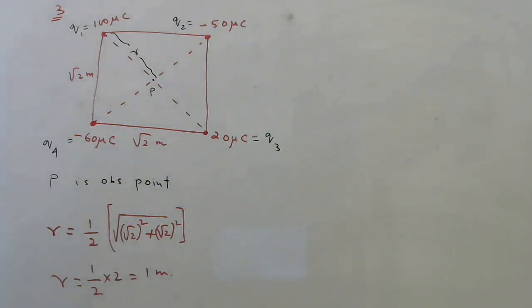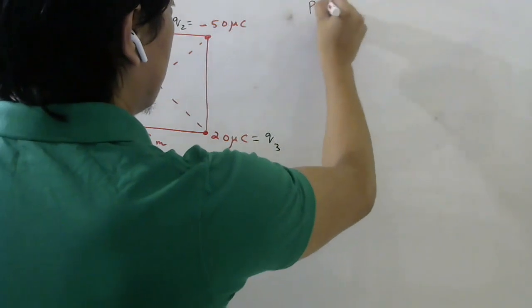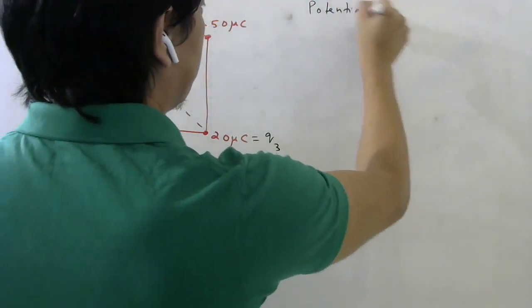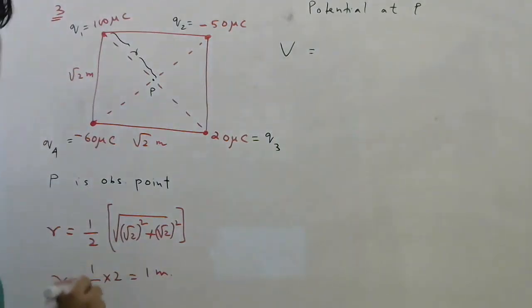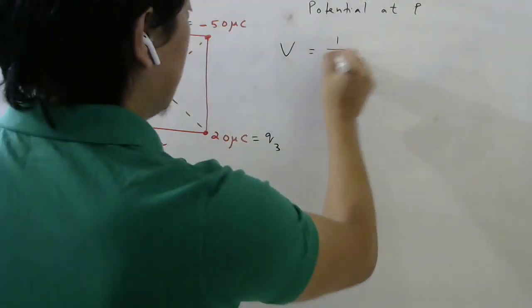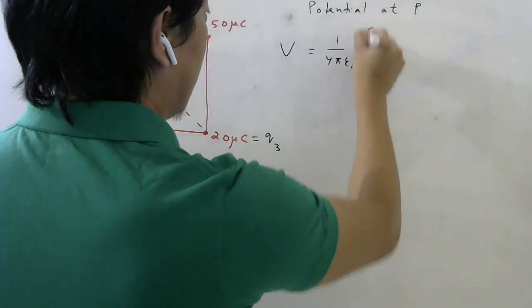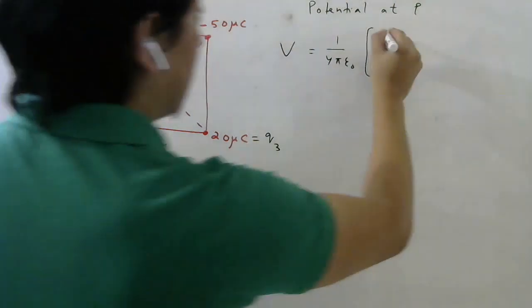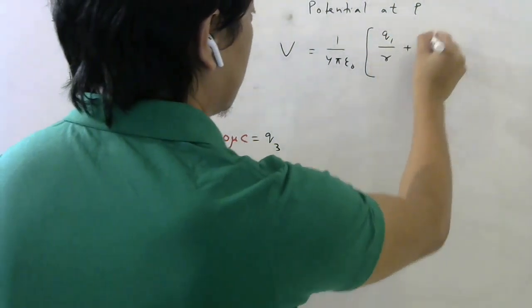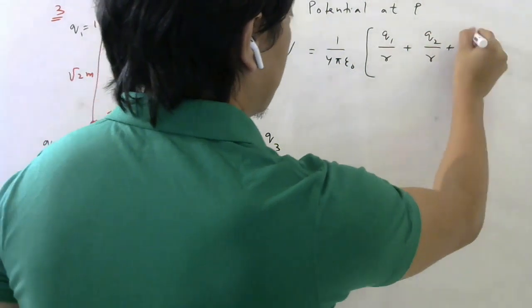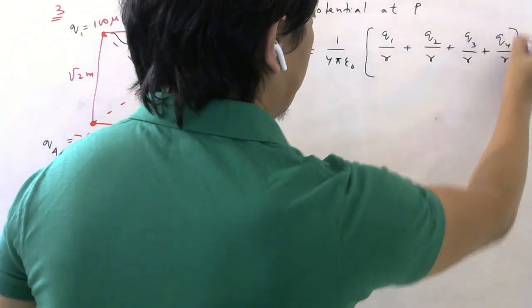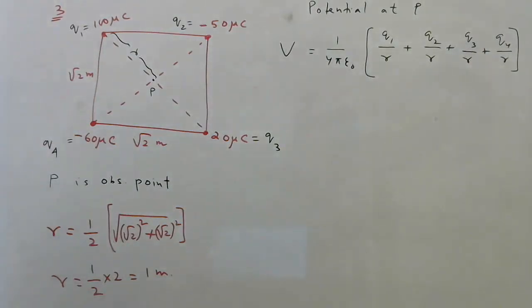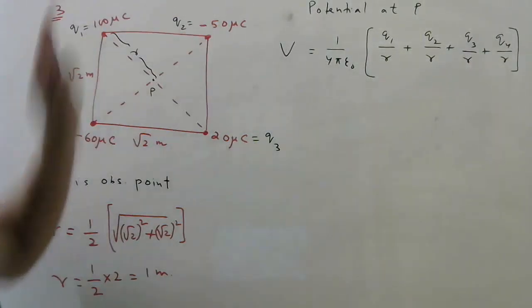Okay, fine. So once we have understood this, what will be the potential at P? Potential at P, V, let us write, will be equal to, 4 charges are there, remember. So it will be 1 by 4 pi epsilon naught, let me write common, Q1 by R plus Q2 by R plus Q3 by R plus Q4 by R. So this is how we calculate potential due to multiple charges.